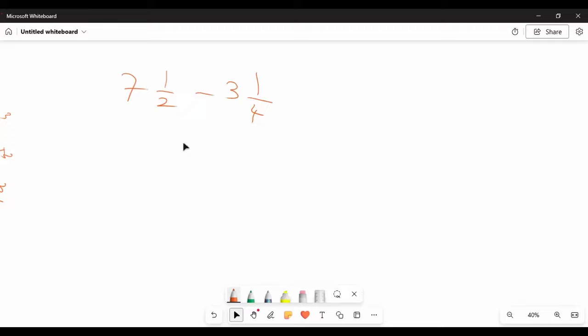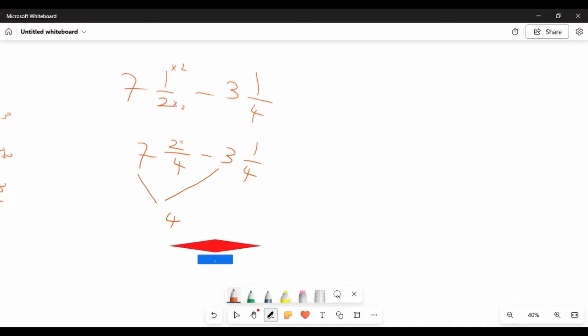So what I can do is, we'll keep the same fraction. We have 7 wholes 1 over 2 minus 3 wholes 1 over 4. I'll make this fraction with the same denominator, which is 4. So I can multiply this by 2, this also by 2. My new calculation would be 7 wholes 2 over 4 minus 3 wholes 1 over 4. Now 7 minus 3 is going to give me 4. And 2 over 4 minus 1 over 4 gives me 1 over 4. This is also a possible method.